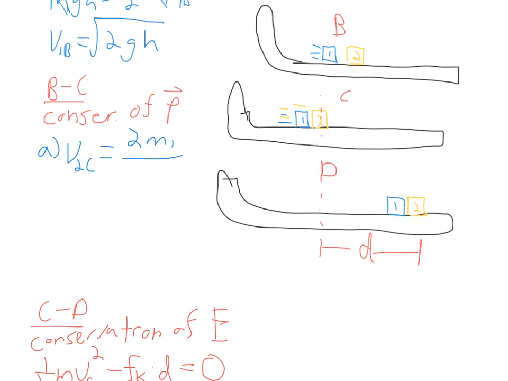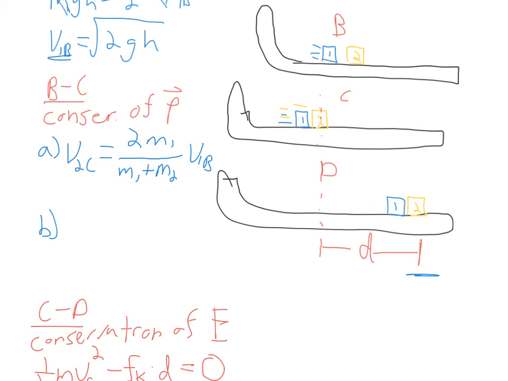2m1 divided by m1 plus m2, multiplied by the initial velocity of block 1. Well, the initial velocity is the velocity just before the collision, and that is our v1B. So there we go, we can get v2C, and so then block 2 would be sliding out to point D here, which we would find later. Cool. And then in part B, we have a different situation.